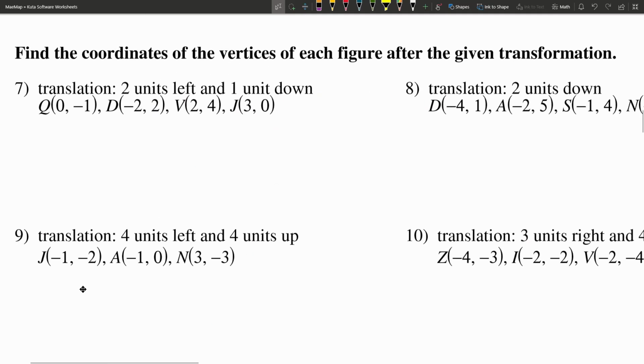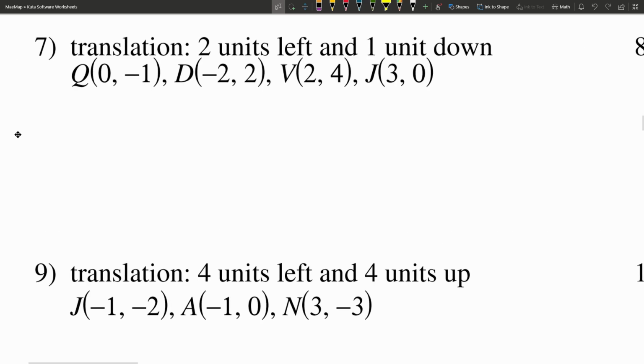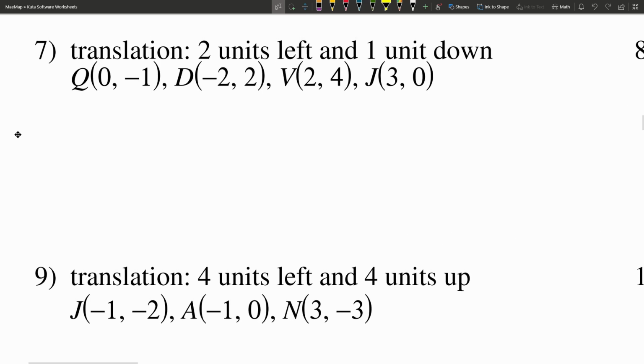Our directions for this next section simply say that we're going to find the coordinates of the vertices of each figure after the given transformation, which we kind of did in numbers 5 and 6 above, where we use the graph to help us double check. So let's go ahead and work this out.